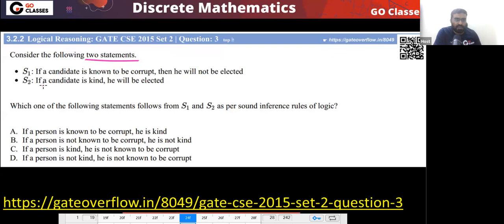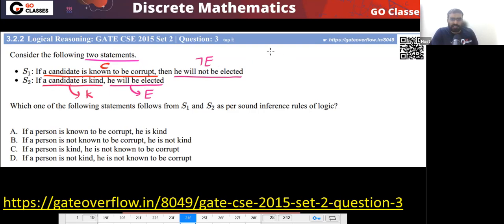So let's assume a candidate is kind, let's call it K. He will be elected, let's call it E. So he will not be elected, this is negation E. Candidate is corrupt, let's call it C. Is this clear? So candidate is corrupt, that is C. Candidate will be elected, that is E. Candidate is kind, that is K.